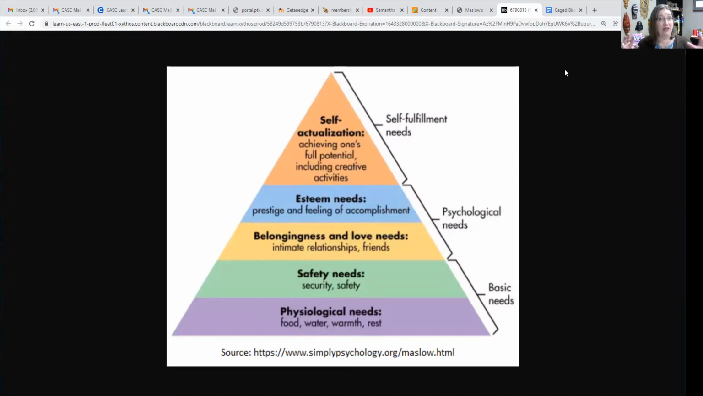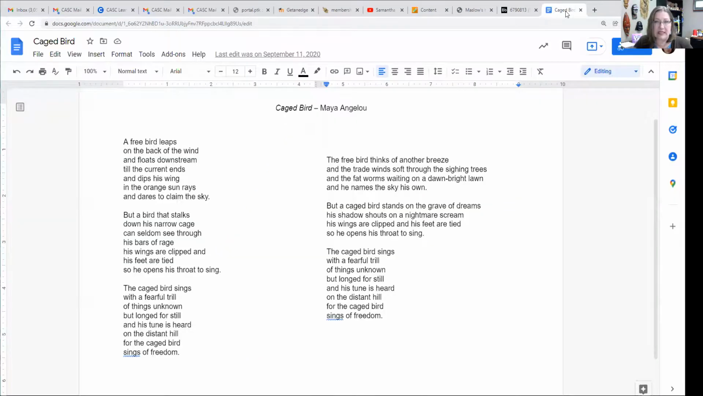Now, if you're seeing those things or not seeing those things, kind of explain what it is. How far do they go up in that pyramid? Do they reach self-fulfillment? And kind of explain why or why not. Be sure to refer back to the poem. Now, number 4, this is like the big critical thinking thing.